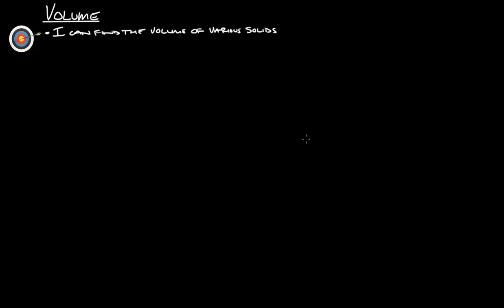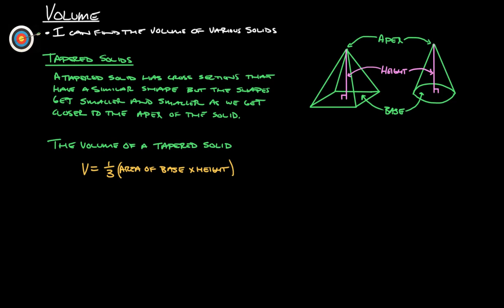Welcome back to part 2 of the volume notes here. At the end of this, you should be able to say I can find the volume of various solids. So first half we talked about finding the volume of solids with uniform cross sections. Now we're going to look at something a little different. These are called tapered solids.